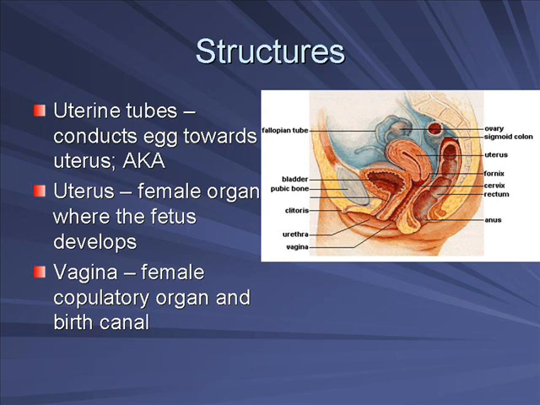Cervix means neck, right? And we're talking about the root of it. The reason that it's called the cervix, the junction between the vagina and the uterus, is because the cervix is the neck of the uterus. So that's how it got its name.